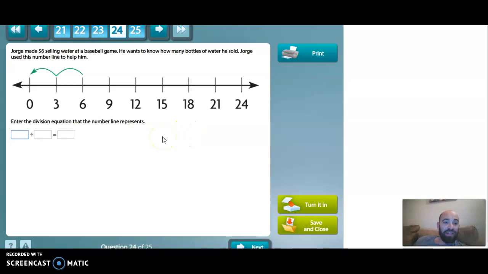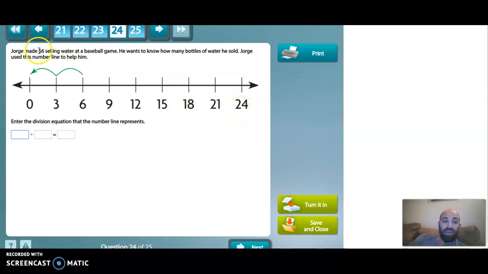Alright, George made $6 selling water at a baseball game. He wants to know how many bottles of water he sold. George used the number line to help him. Alright, so enter the division equation that the number line represents. Alright, so it starts with 24.